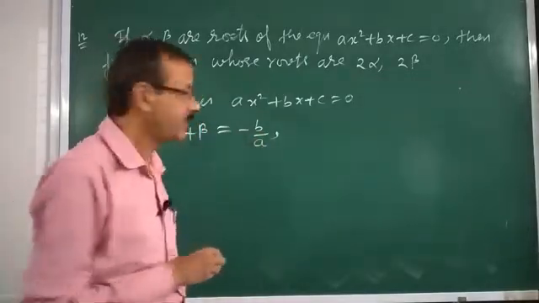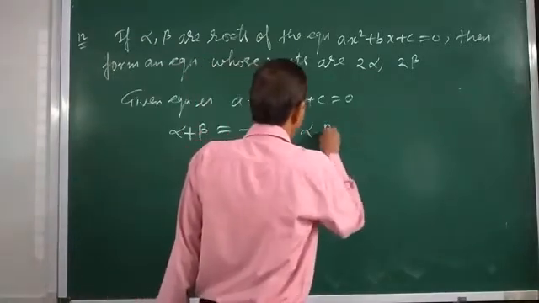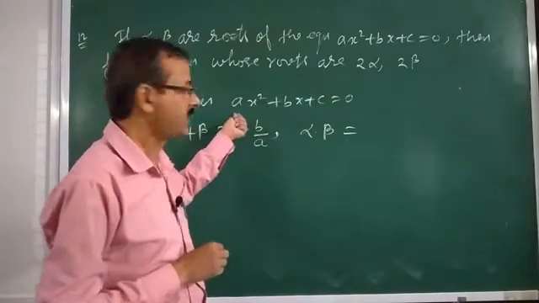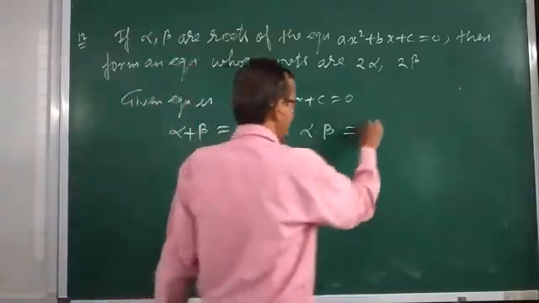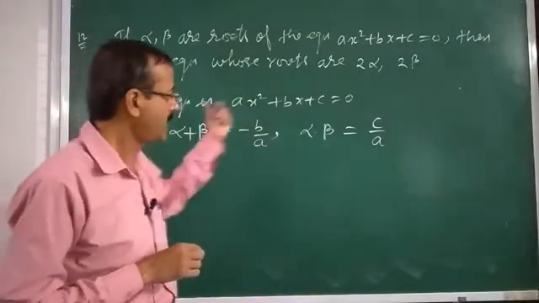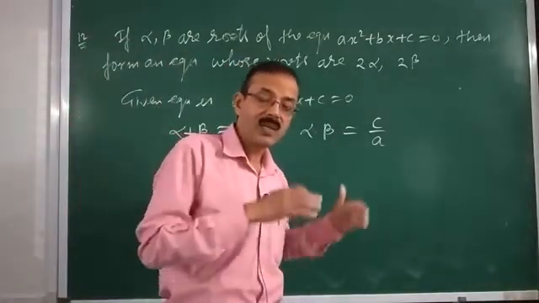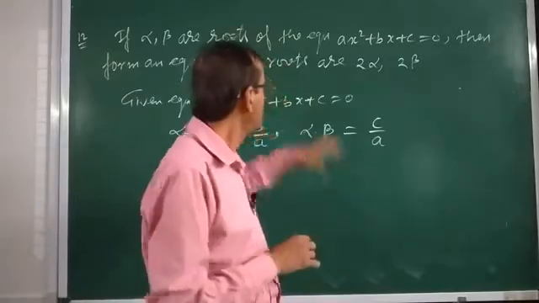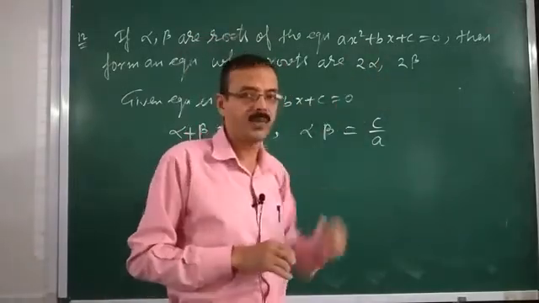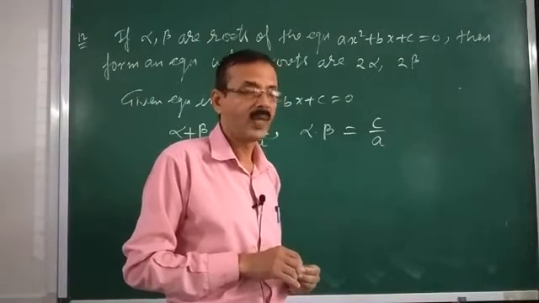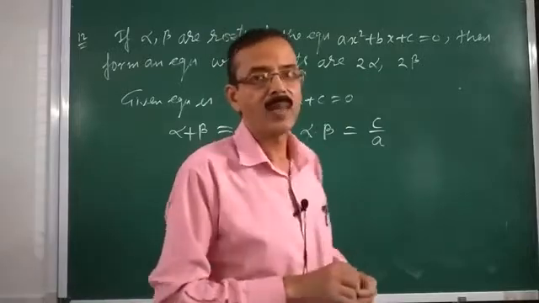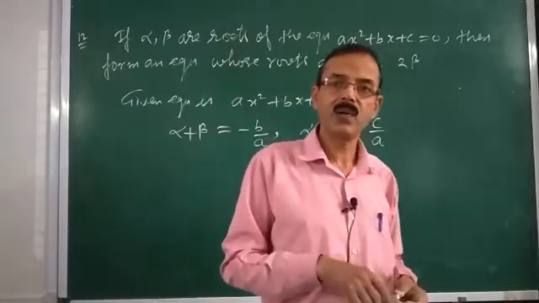Then what will be the product of roots? Alpha into beta is constant upon coefficient of x square, that means c upon a. We found from this equation the sum of roots and product of roots, but we have to find a new equation whose roots are 2 alpha and 2 बीटा. हमें इसको लेकर के एक नया इक्वेशन बनाना है. ठीक है. तो ये 2 रूट्स हैं, और इक्वेशन बनाने के लिए सम ऑफ रूट्स चाहिए और प्रोडक्ट ऑफ रूट्स चाहिए.